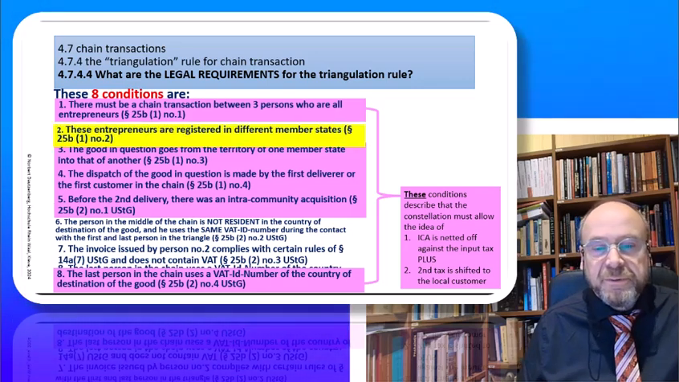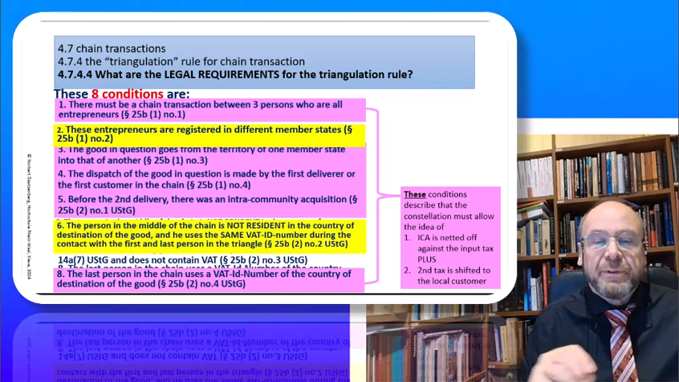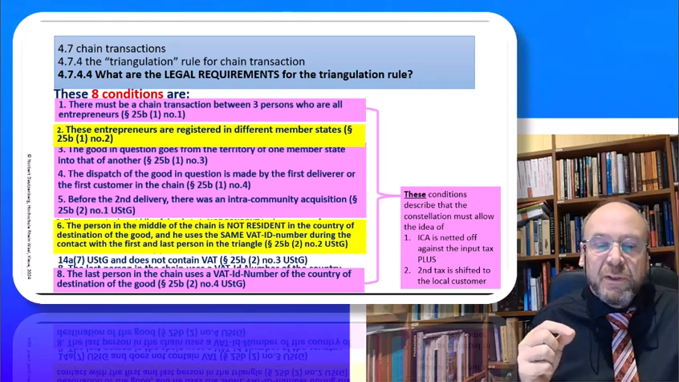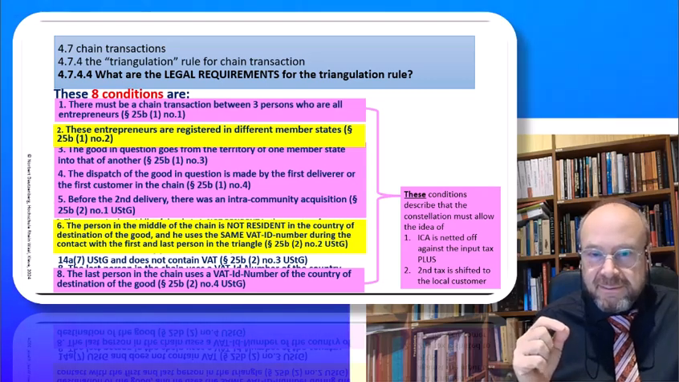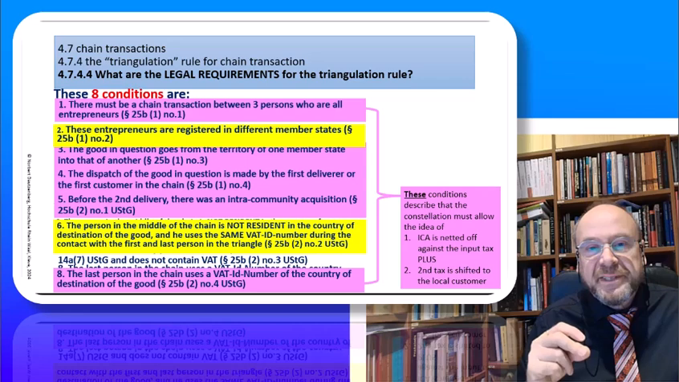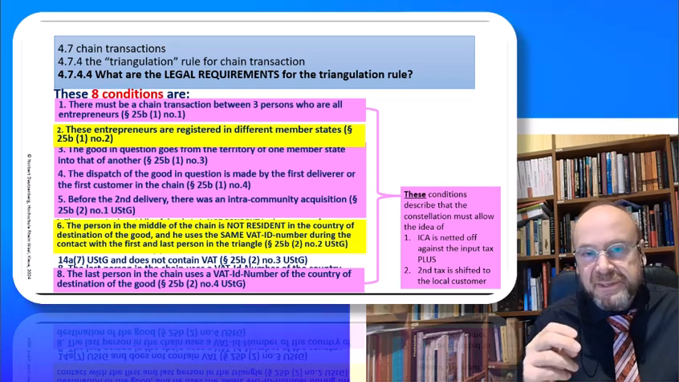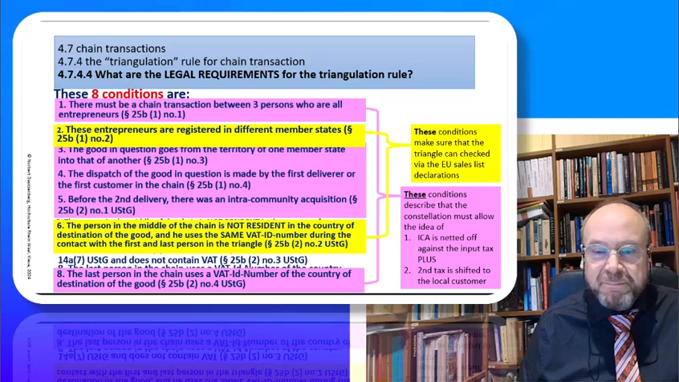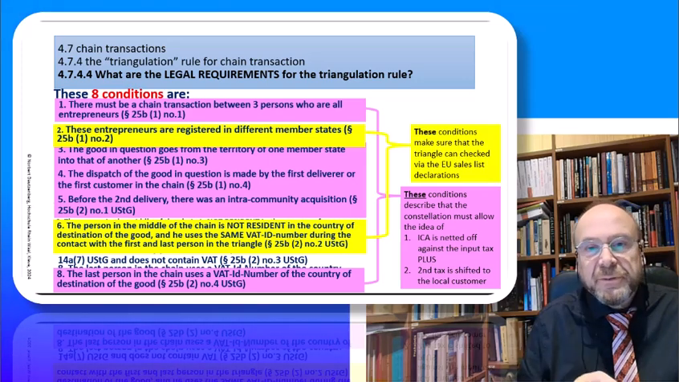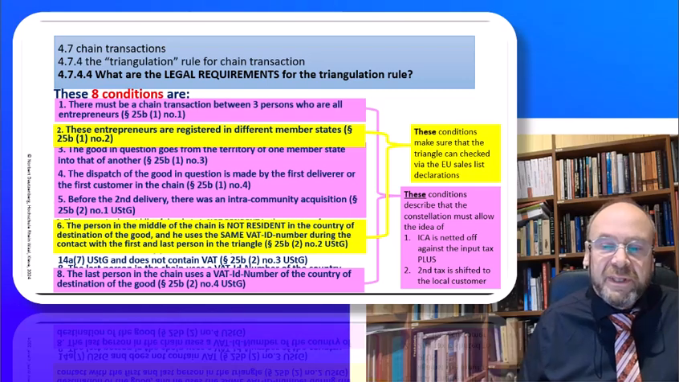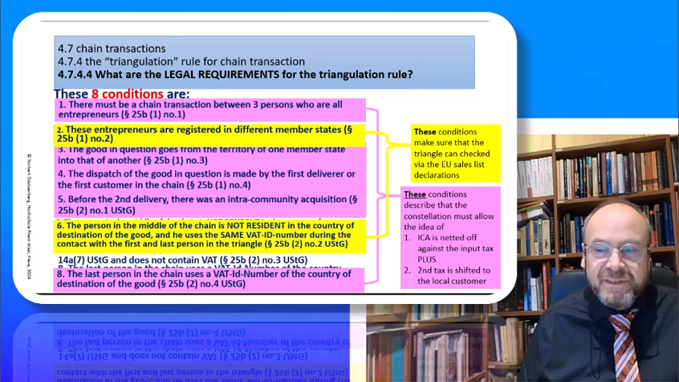Then the entrepreneurs must be registered in different member states, and the person in the middle of the chain is not resident in the last country, the country of destination, and the same VAT number must be used in contact with the first and last person in the triangle. That basically makes sure that you can check the whole constellation through the EU sales list declarations.